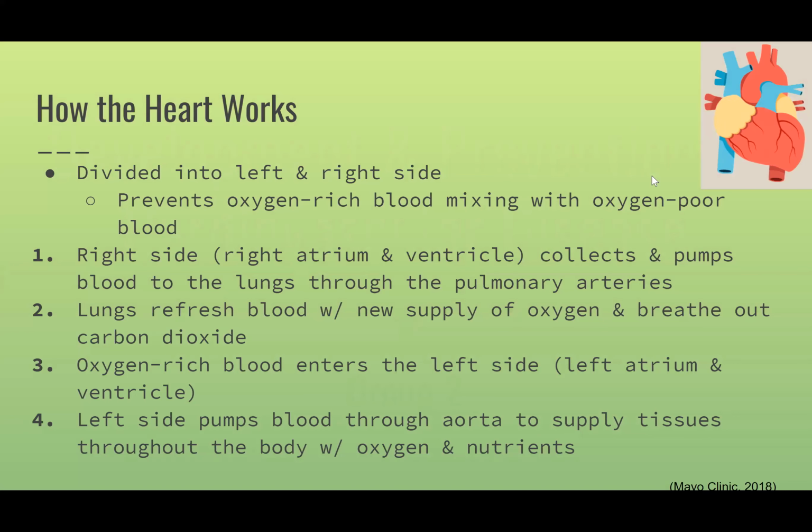So before we begin, we're going to talk about how the heart works. It's divided into the left and the right side. The division of the heart prevents oxygen-rich blood from mixing with oxygen-poor blood. The right side of the heart is comprised of the right atrium and the right ventricle. It collects and pumps blood to the lungs through the pulmonary arteries. Then the lungs refresh the blood with a new supply of oxygen. The lungs also breathe out carbon dioxide, which is a waste product.